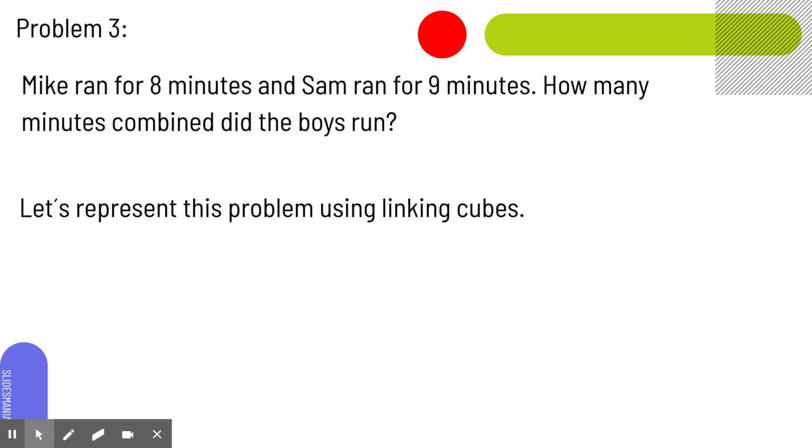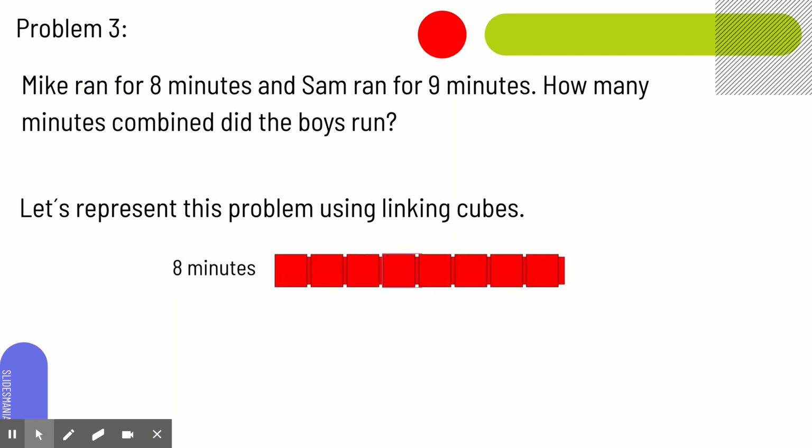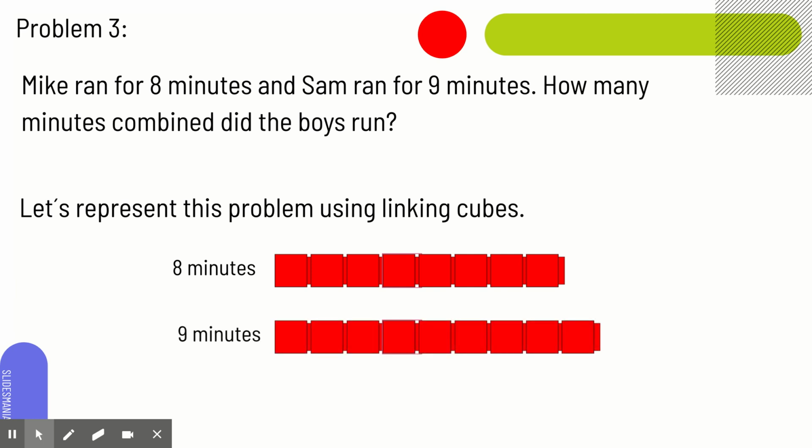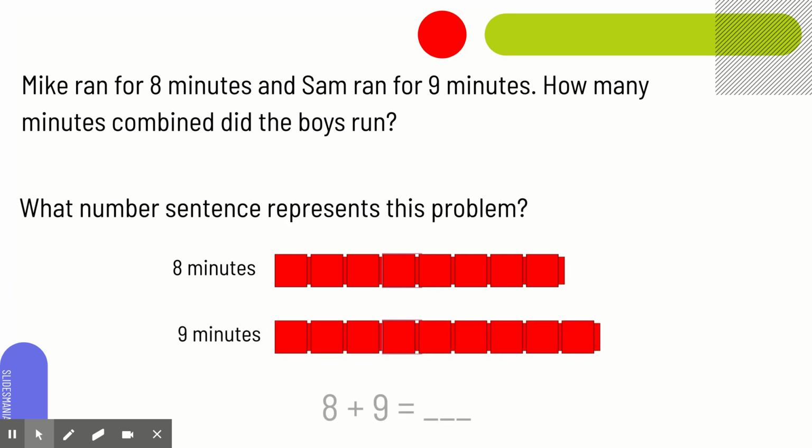Okay, problem 3. Mike ran for 8 minutes and Sam ran for 9 minutes. How many minutes combined did the boys run? So when you combine something together, you add it. Okay, let's use our linking cubes. We have 8 minutes for Mike and then 9 minutes for Sam. Here is our number sentence, 8 plus 9.